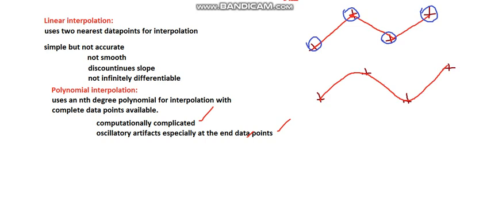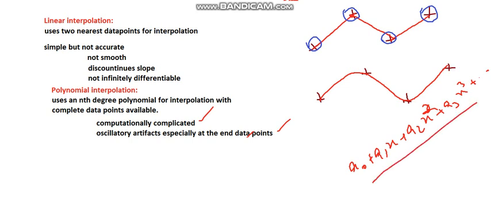So in polynomial interpolation, what we do is consider a polynomial, for example a0 plus a1x plus a2x square plus a3x cube plus etc. Any such polynomial we can consider with some order n. If you have an nth order polynomial, then we use that polynomial to fit our available data points, and we find out the missing points in between those data points. That is the method we use in polynomial fitting.